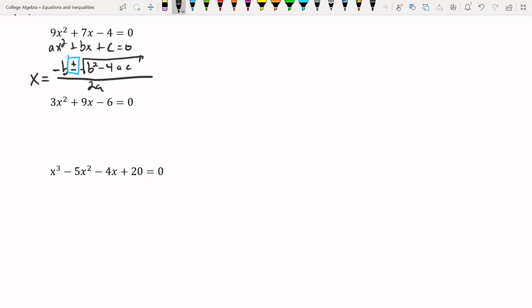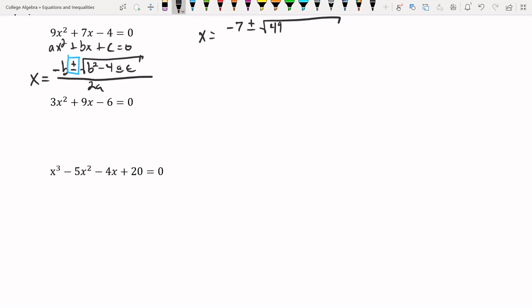Okay, so we have x equals negative b. B is 7 here, so negative 7 plus or minus the square root of b squared, which is 7 squared, 49, minus 4 times a times c. A is 9 and c is negative 4. We have 4 times 9 times negative 4. That's underneath the square root there.